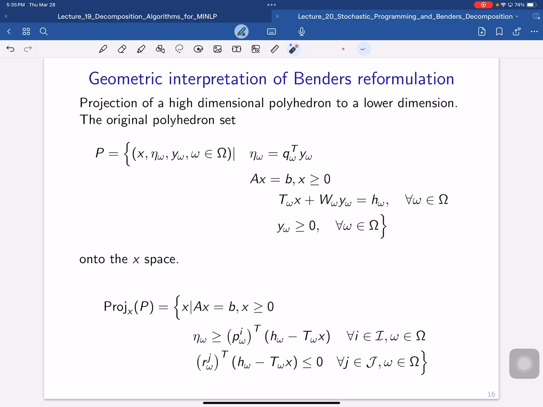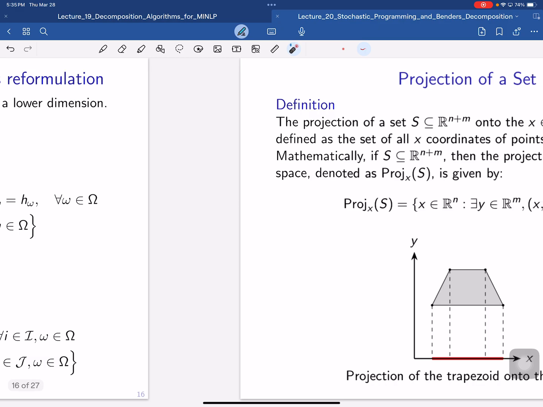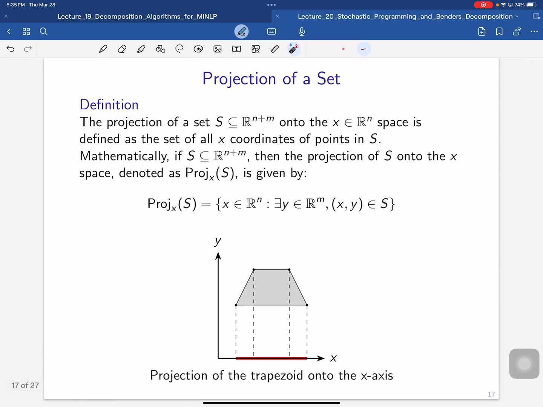So let's talk about, does anyone know what a projection of a set means in mathematics? Okay. So let's talk about this. This is a very basic concept in mathematics. Okay, what does projection of a set mean, right?